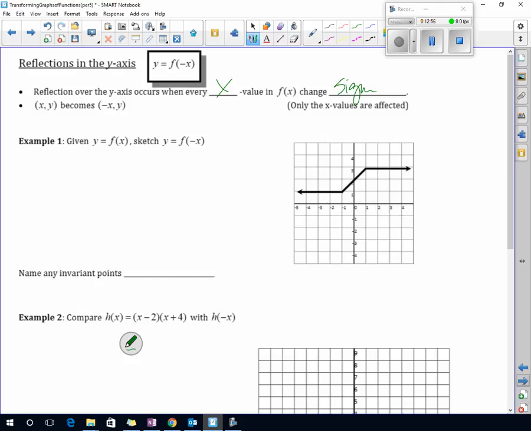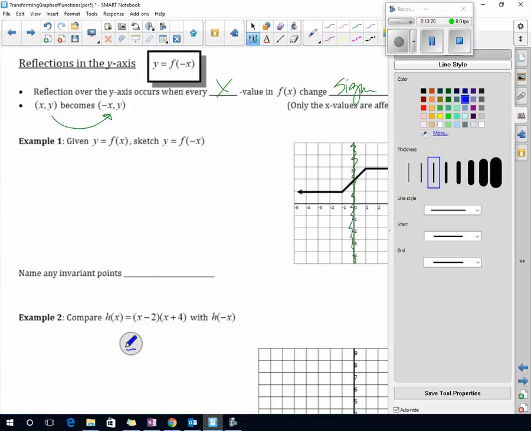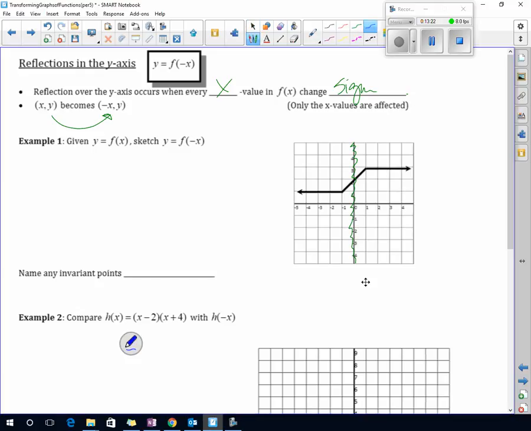So you guys want to try this one? Where's the mirror this time? The y-axis. So you could do a mapping notation, but don't you think it would be easier just to reflect it by eye? So this distance here becomes over here. The invariant points, have you noticed, they're always on the axis? Have you noticed that yet? Yeah. So, looks like that. This goes over here.